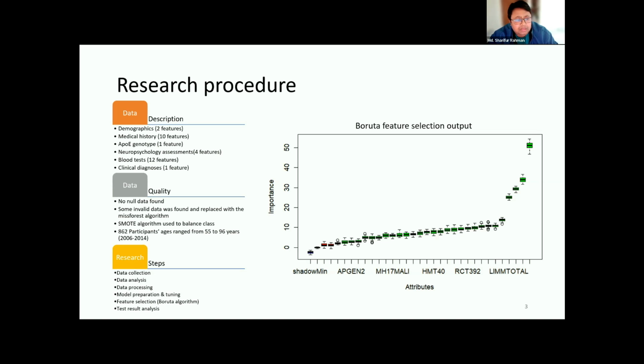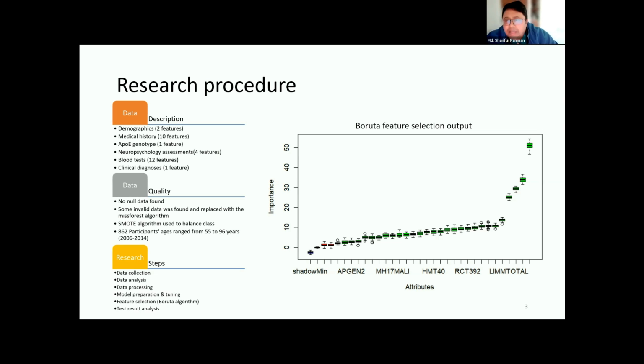Our research stages were like this: we collected the data, we analyzed the data, then we pre-processed the data, and then the model preparation and tuning phase came. We tuned our RF classifier to its highest performance. Then we selected the features, and with different sets of features, we tested our tuned RF classifier, and we judged their performance, and after that we analyzed the whole result.